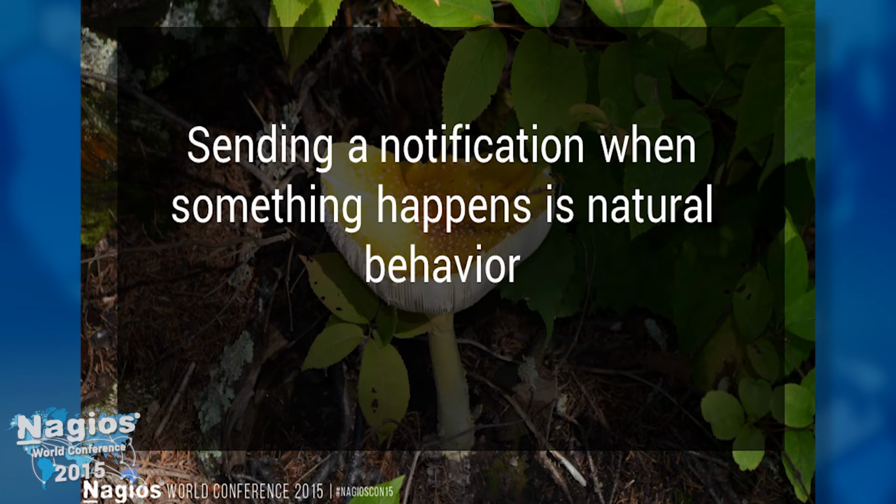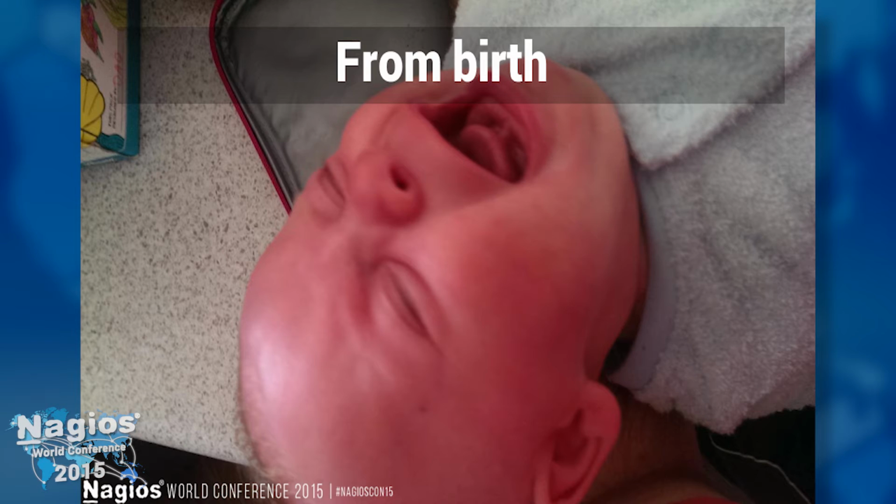So, sending notifications when something happens is natural behaviour. Everything in nature pretty much does it. From birth, humans like to notify people when things have happened. So this is a photo of my son. He's crying in the photo, of course. I'm not sure why I took the photo. I didn't make him cry for this presentation. But it's a good example of, as humans, we want people to know when things are going wrong. And if we can't deal with it, we want to let others know.